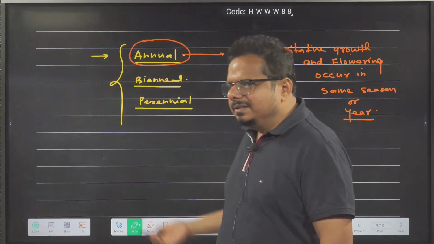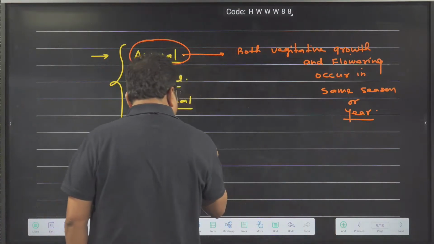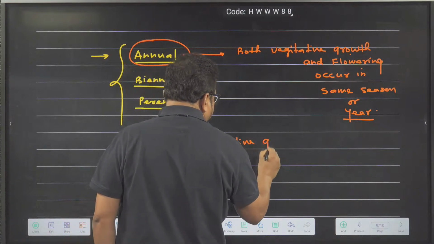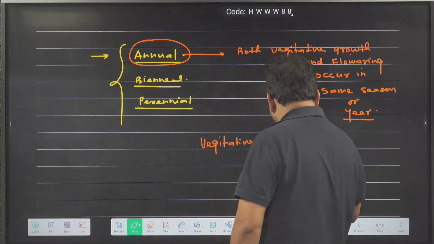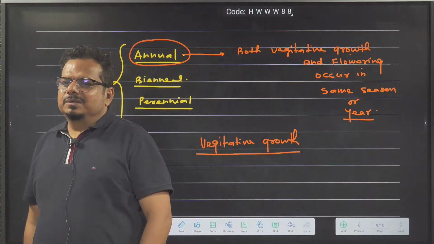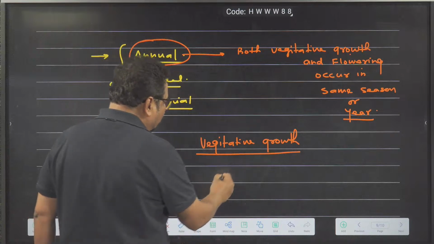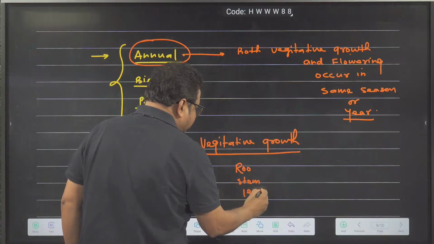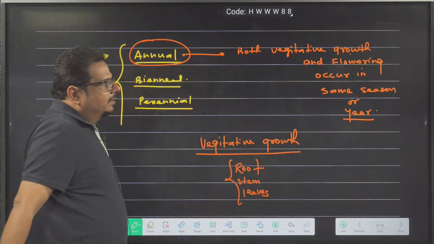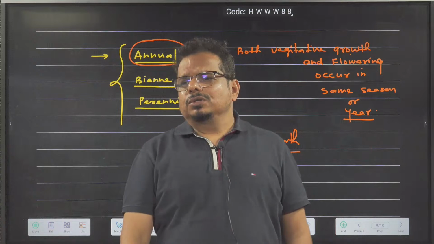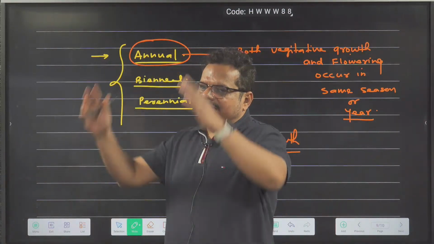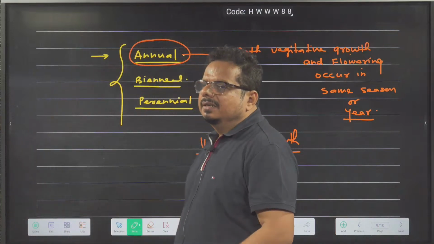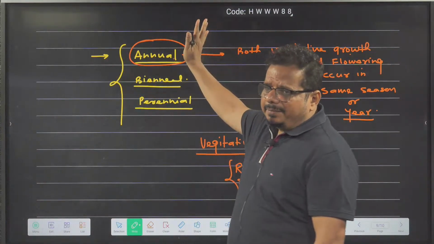Now the question arises: what is vegetative growth? The vegetative parts of a plant are root, stem, leaves. So when growth of root, stem and leaf occurs, it is called vegetative growth. Reproductive growth means flowering occurs and fruiting occurs. So in an annual plant, both events occur in the same year.